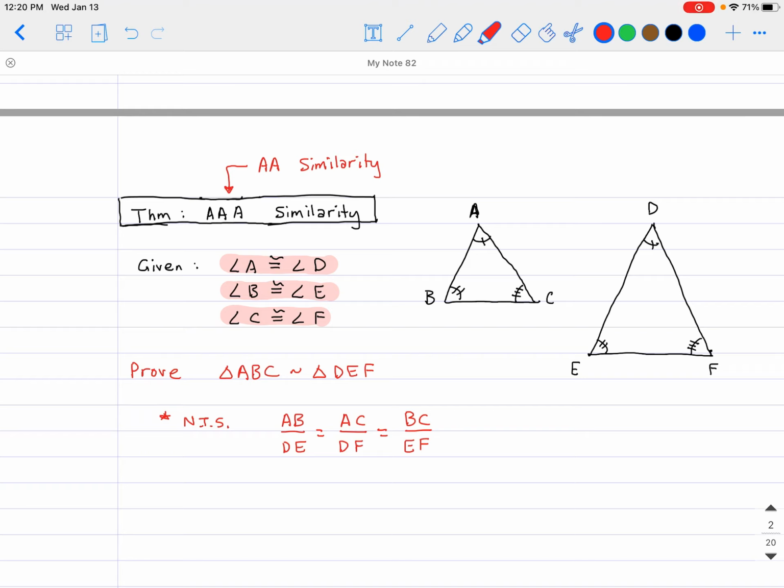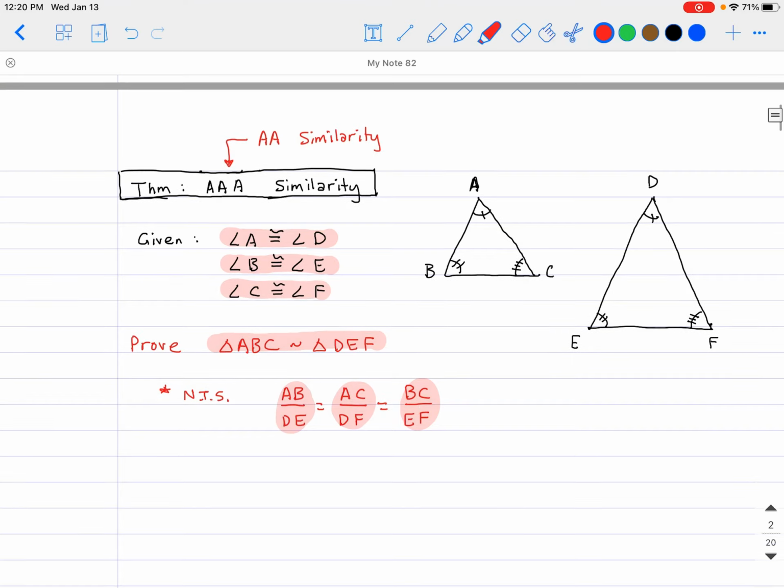So what I need to do is prove that that's true. Triangle ABC is similar to triangle DEF. And by similarity, what that means is I need to show that I can set up the following ratio. AB over DE is equal to AC over DF, and then that is equal to BC over EF. Okay. Sure, let's just go ahead and see if we can dive into it then.